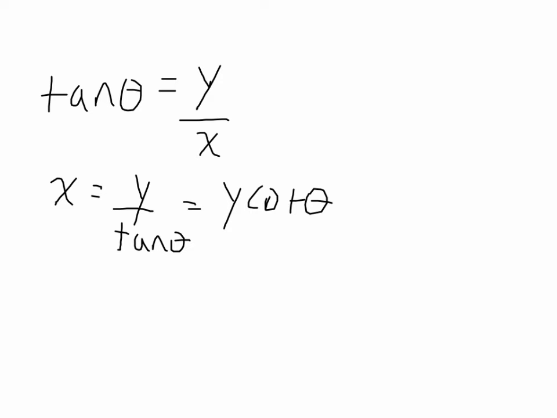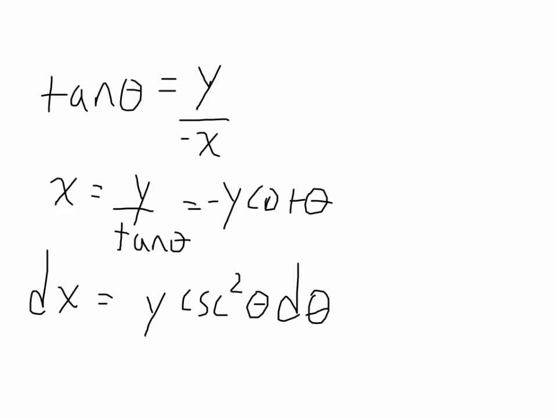And when you have y cotangent, I need dx, not just x. So dx becomes y cosecant squared theta d theta. Now I did drop a minus sign in there. Technically, for the first triangle I made, my x direction was negative, which would make y cotangent negative, which would then make dx y cosecant squared theta d theta a positive value. So I'm going to put dx in my equation.